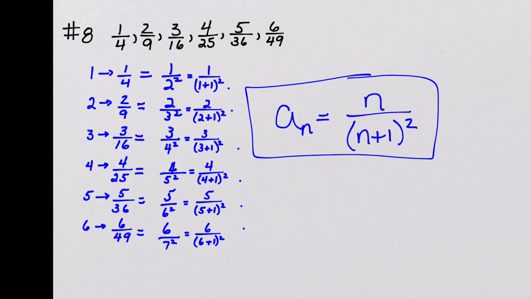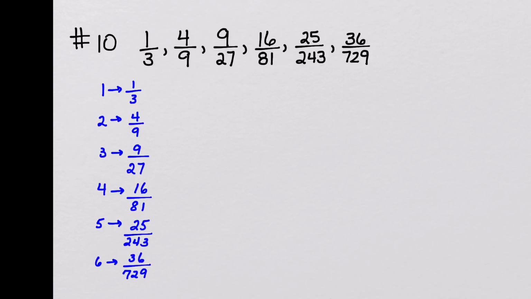Let's take a look at number 10. In this problem, I see that my terms are 1/3, 4/9, and so on. And I've set up my correspondence, 1 mapping to 1/3, and so on. So let's take a look at the numerators. I've got 1, 4, 9, 16, 25, and 36. And those are all perfect squares of the number that we're starting with. So I'm going to write my formula as a sub n equals n squared in the numerator.